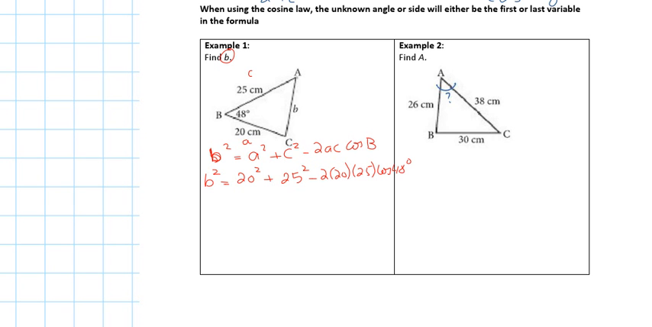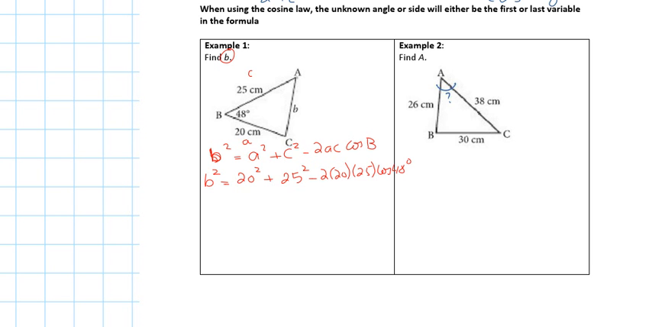So you have two options here, and it depends on what kind of calculator you have. You either have to do the A squared by itself, the C squared by itself, and then 2AC cosine B all together, and then add them, or you're going to have to enter everything in the calculator exactly the way you see it. Or you have 2 times 20 times 25 cosine 48. So your options are to do this, depending on the calculator you have.